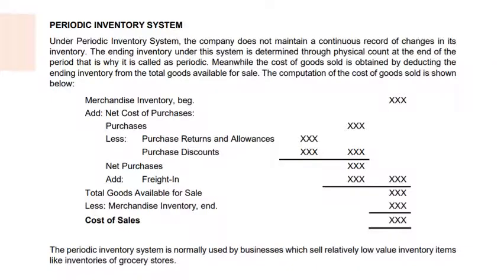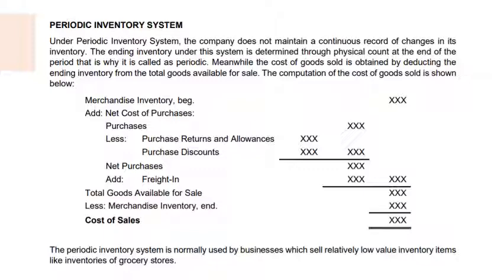In recording transactions for a merchandising business, we will be using two systems. We have the periodic and the perpetual inventory systems. Under the periodic inventory system, the company does not maintain a continuous record of changes in its inventory. So the ending inventory under the periodic inventory system will be determined through the physical count at the end of the period. That is why it is called periodic.